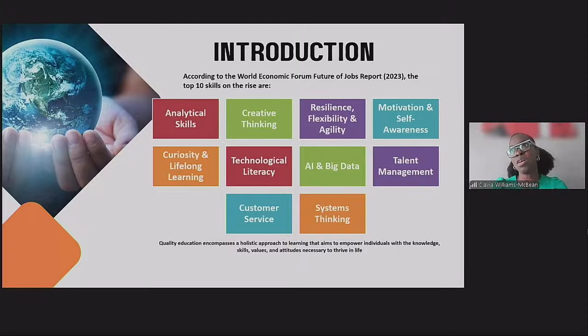Now, if we want our education system to be deemed as quality education, then the education that is delivered in these institutions must encompass a holistic approach to learning that aims to empower individuals with the knowledge, the skills, the values, and attitudes necessary for them to thrive. And if we do, then the world would literally be in their hands.